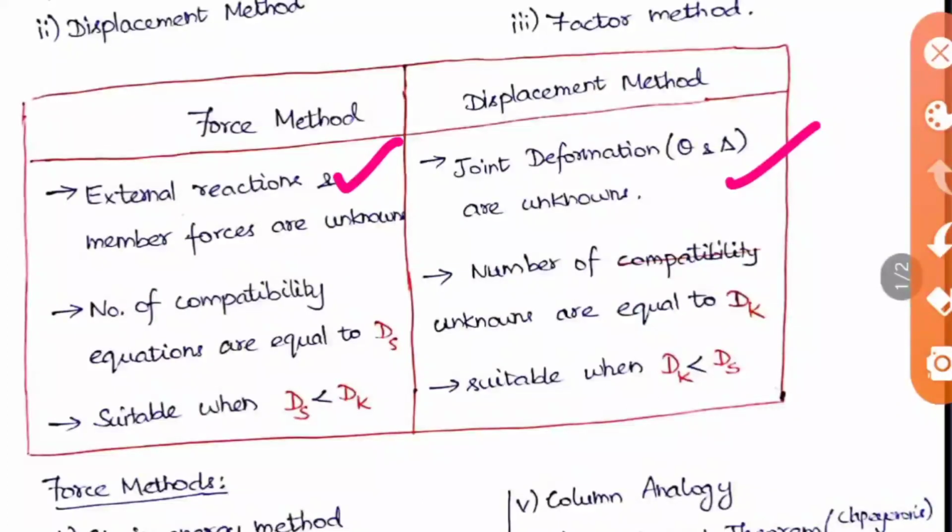When you should choose which method: when the Ds value is less than Dk, you should go for the force method. When Dk is less than Ds, you have to go for the displacement method. So this is the general differentiation between the force method and displacement method. Inside the force method there are several methods, and under displacement also there are several methods. First we will be seeing all that.